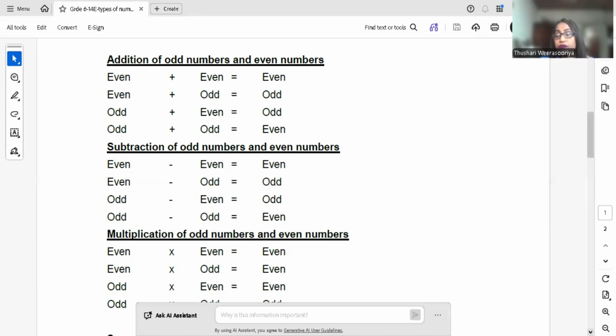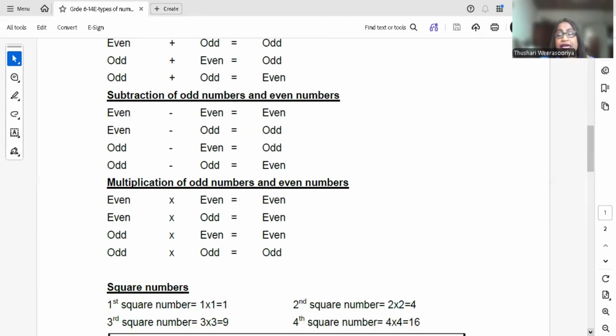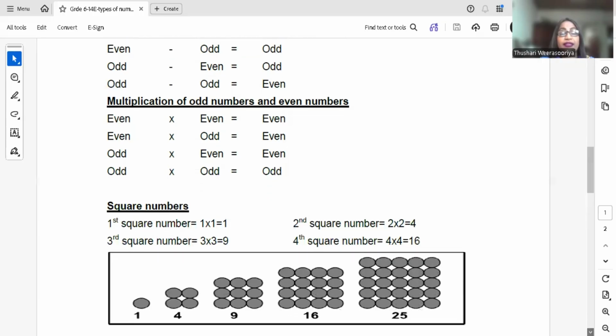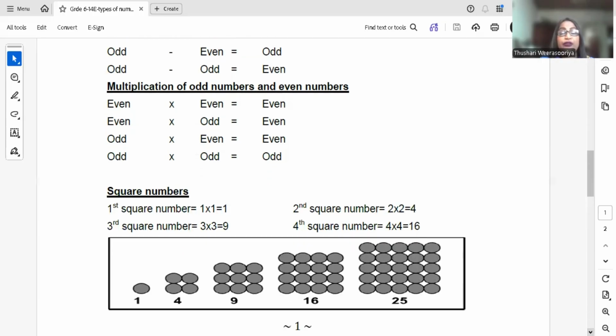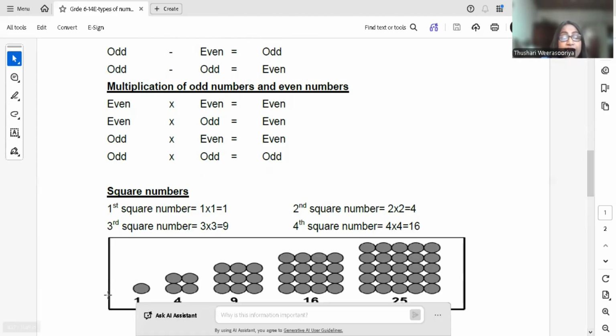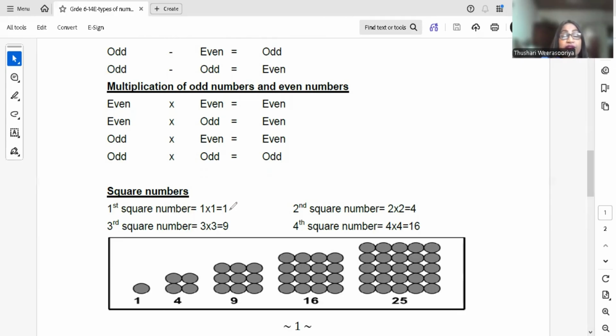So far we have learned two types, even numbers and odd numbers. The next type is square numbers. What is a square number? If we can arrange a number in square form. Look at this. The first square number is 1.